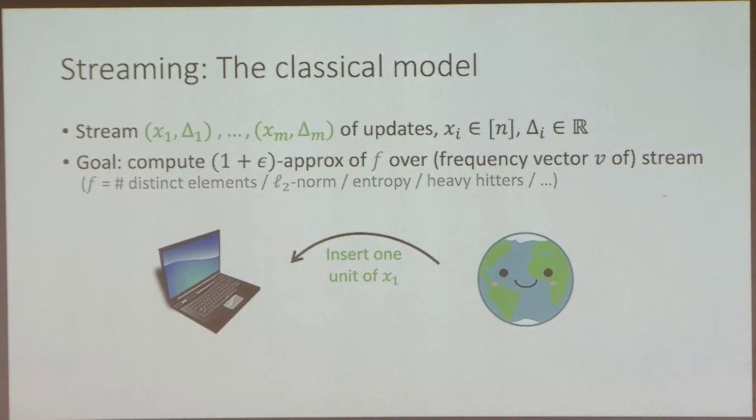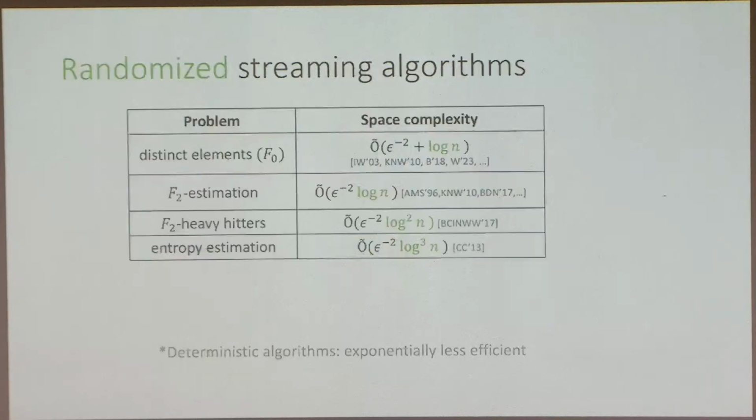We have the world. It sends the algorithm some amount of units of some element. Then the algorithm needs to process it. So as usual in streaming, we want the amount of space to be small. And then after the first element is inserted, another element, well, maybe this time some element is deleted some amount of times, and the algorithm processes it, and so on.